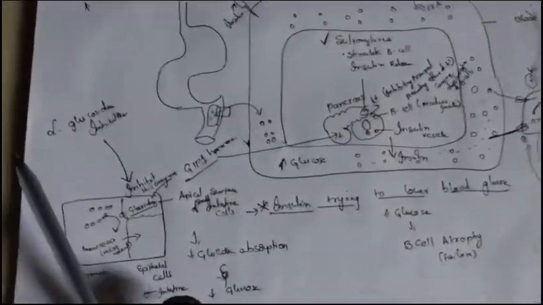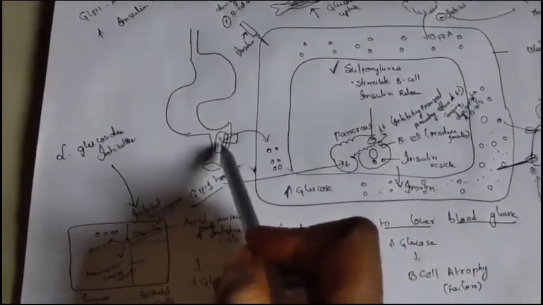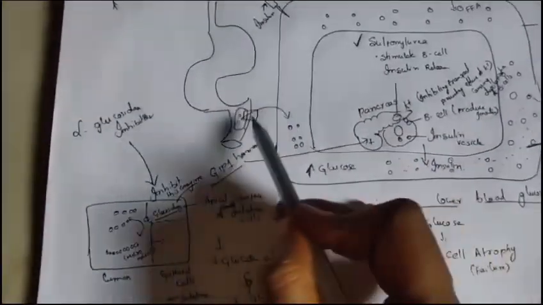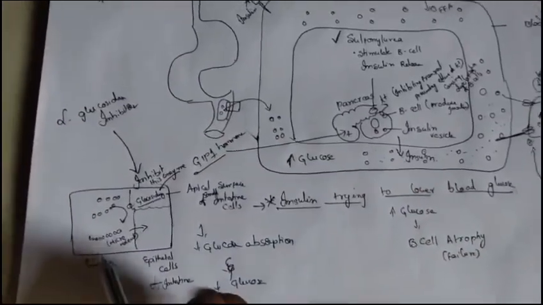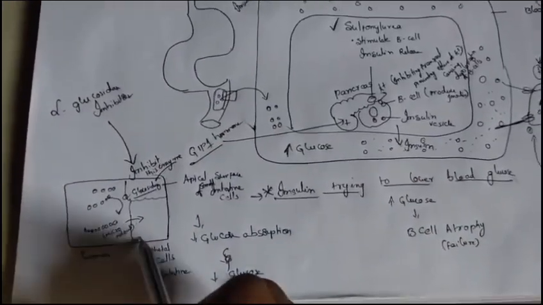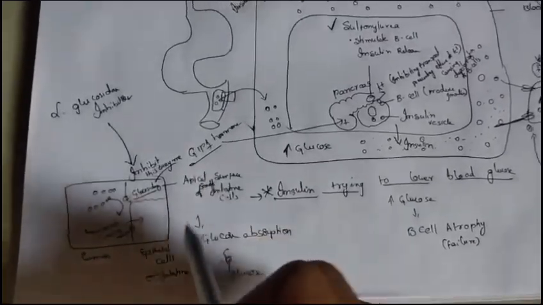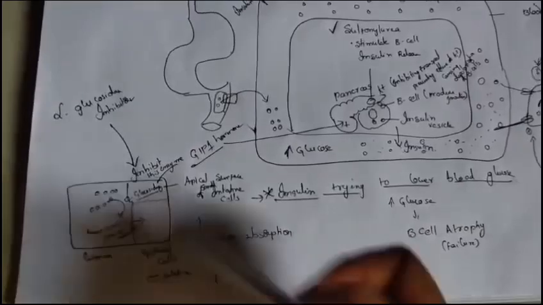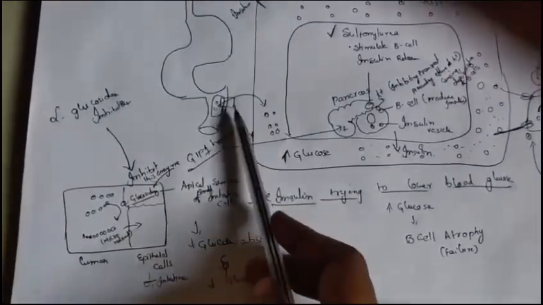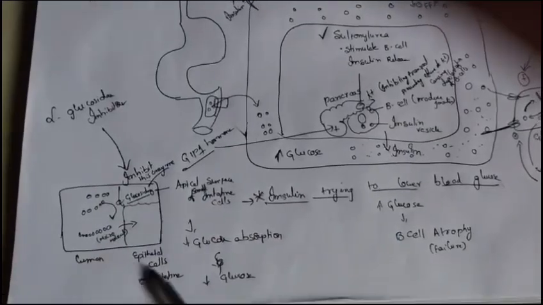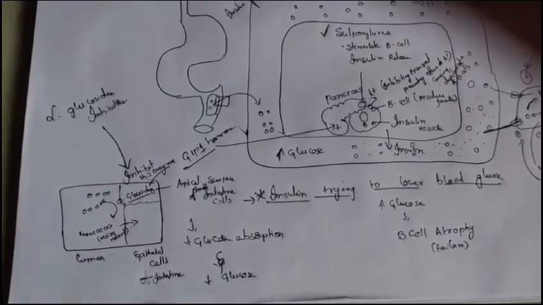And next, let us come to the zoom, my dear student. So this part we will take as a zoom. Here we have a lumen, which has the epithelial cells of the small intestine. The stomach continues into the intestines, as you know. So now we are taking this part as a zoom, which consists of the lumen and the epithelial cells of the small intestine.